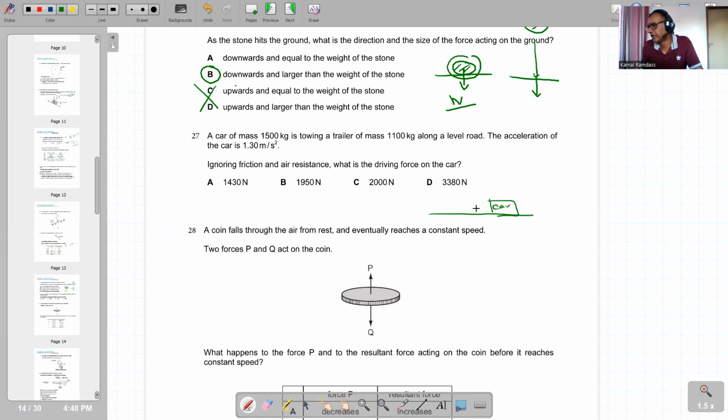A car towing 1100 kg, the car is 1500 kg, along a level road. The acceleration of the car is 1.3 meters per second squared. That is the acceleration of the car. What is the driving force?